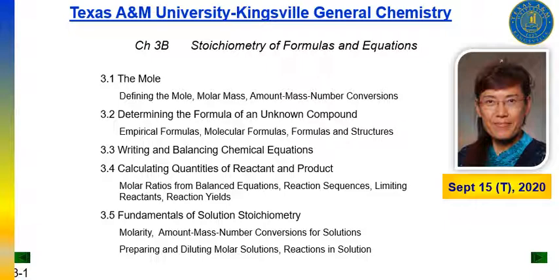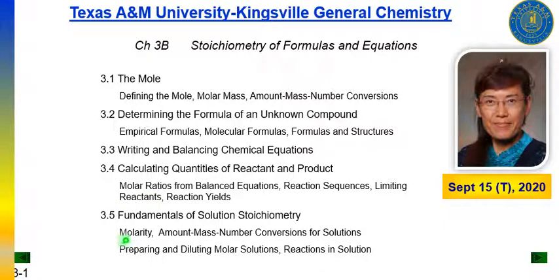We are going to focus on two major topics. The first one is related to balancing and writing the chemical equations. The second topic will be focusing on the calculations of quantities of your reactants and products. Particularly, we are going to focus on the molar ratio for the balanced equation, reaction sequences, limiting reactants, and also the product yield.